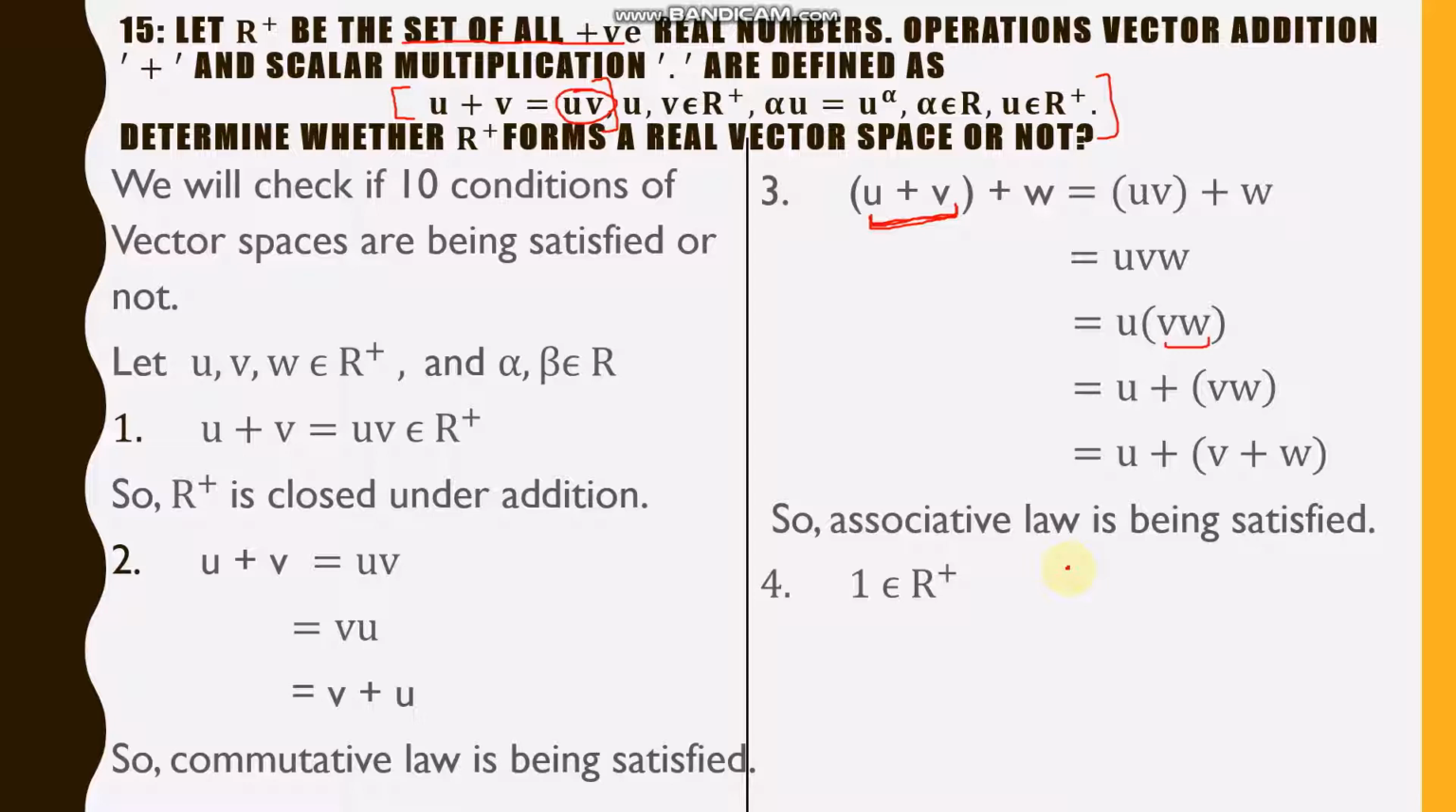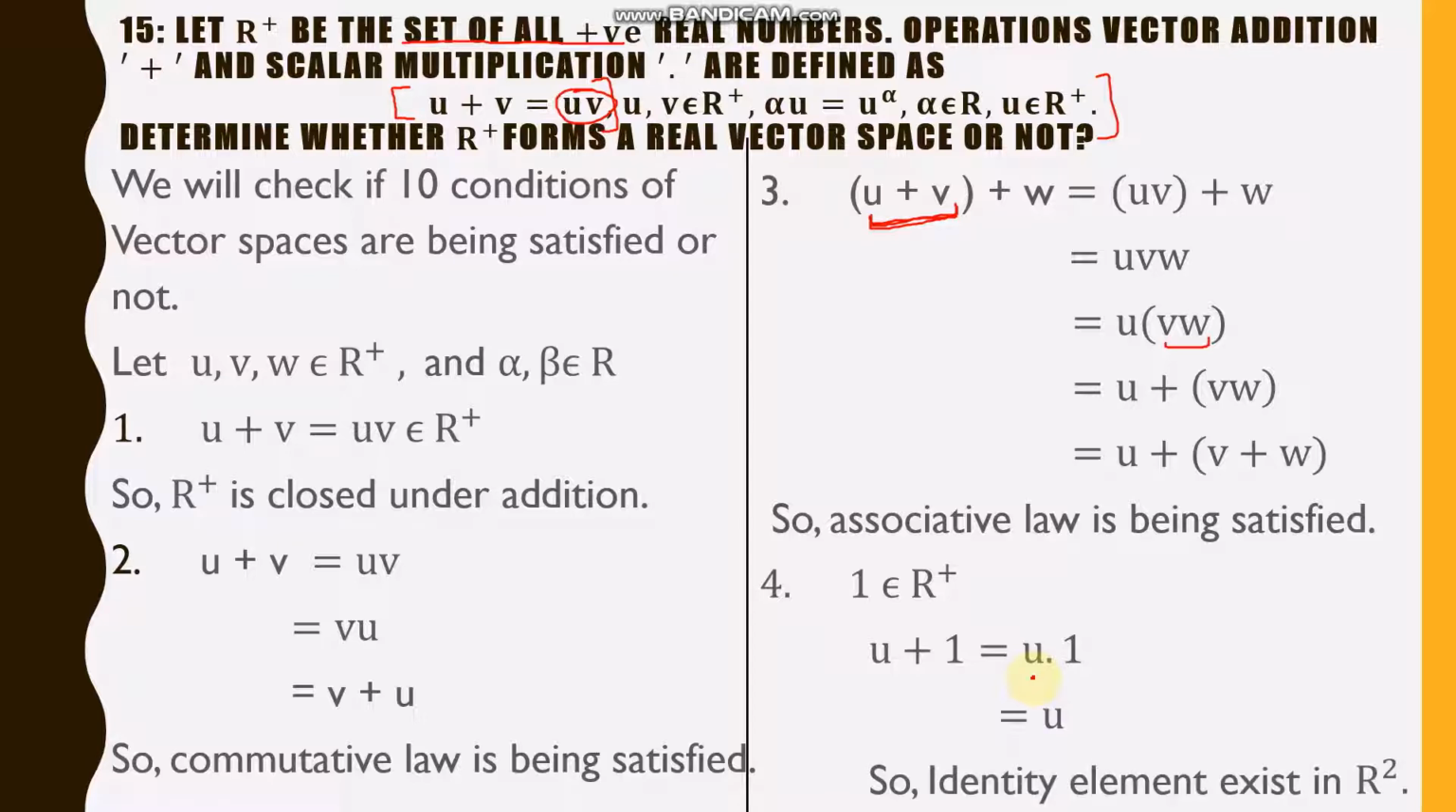Now next property is the identity element. So 1 belongs to R plus. Number 1 is a positive real number and it belongs to this vector space. And if you apply this operation of addition with any vector u, and taking v to be 1, what you get is u plus 1 is equal to u into 1. u into 1 is u. So identity is being preserved. So 1 is preserving identity of all the vectors in R plus, so 1 acts as identity.